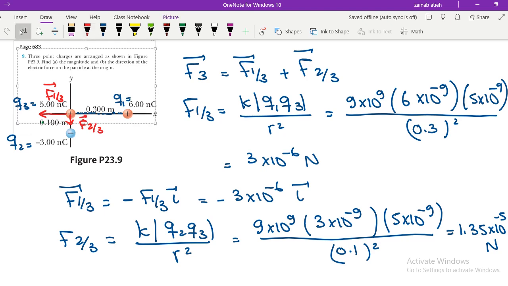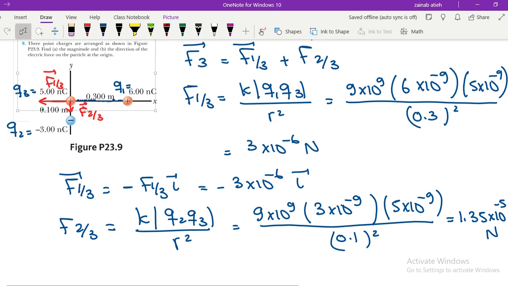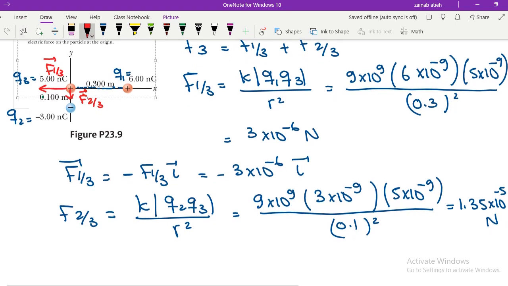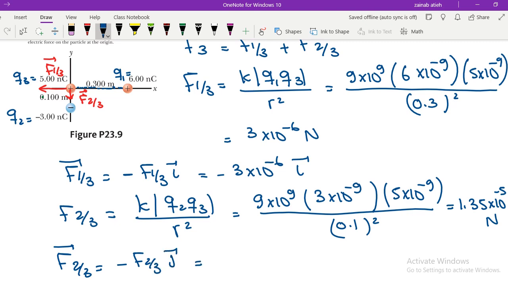Okay, so you can see from the figure it's along the J direction, opposite to J. It's along the y-axis, opposite to the J direction. So it's written like this: F2 on 3 is equal to minus F2 on 3 J. It's equal to minus 1.35 times 10 to the power minus 5 J. Okay, I wrote F2 on 3 as a vector.